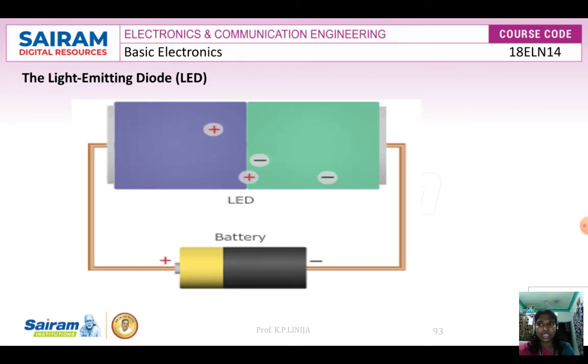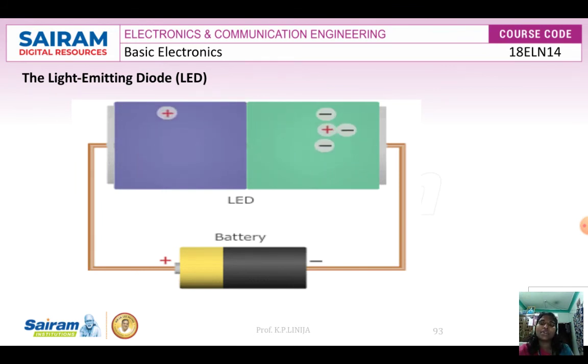We already know that h is Planck's constant, and its value is 6.624 × 10^-34 joule-seconds. f is the frequency of the light wave. Now, the frequency of light is directly related to its wavelength. Therefore, f = v/λ. What is v? The velocity of light, with value 3 × 10^8 meters per second. λ is the wavelength in meters. In this way, the light definition is very important to know more about the light emitting diode.